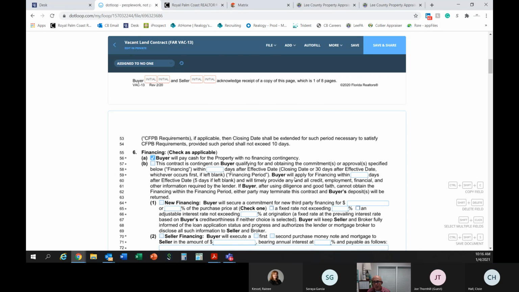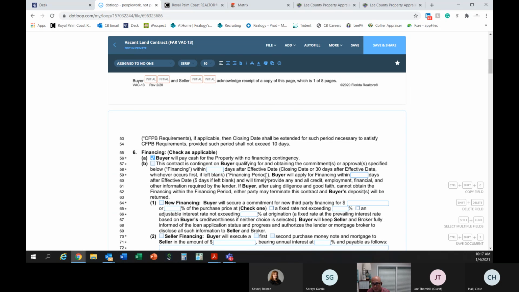Financing period. Buyer will apply for financing within blank days after effective date. Leave it blank, by default, it's 5 days. I try not to leave anything blank on my contracts. And when I'm reviewing my contracts, you'll notice there are asterisks on the left-hand side next to the line item number. Anywhere that has an asterisk means that you, the agent, need to do something on that line item. So I would put 30 days here, and I put 5 days here. That's if there was financing involved, but since there's not, I'm not going to bother to fill out anything here at all.